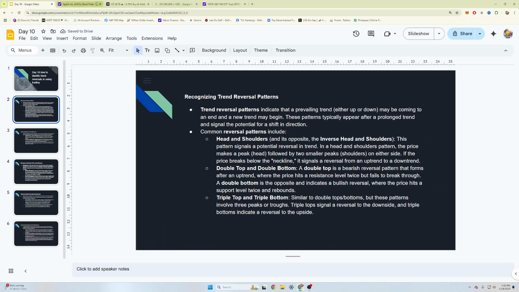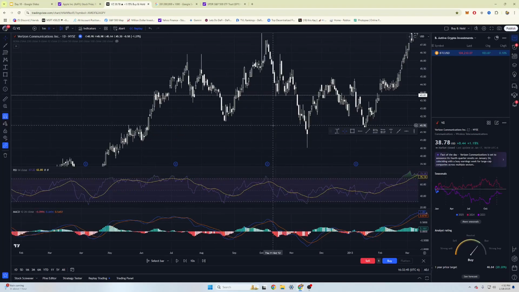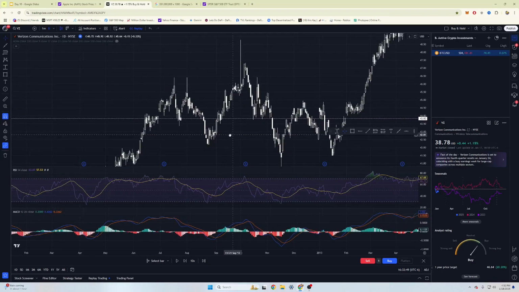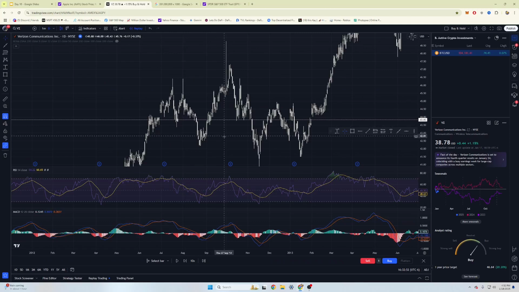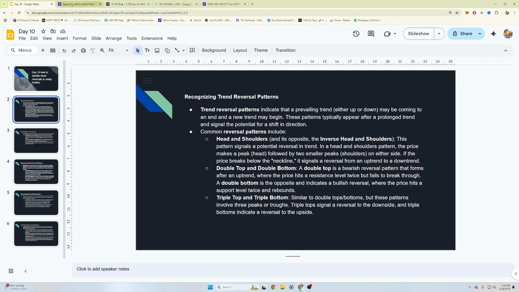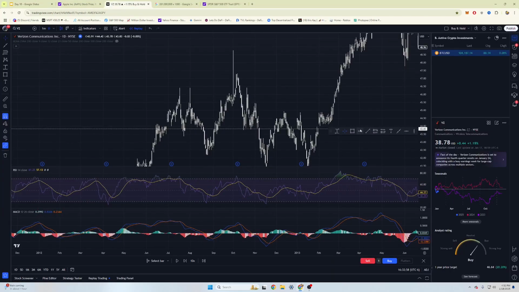Head and shoulders. Now, these are usually rare. Head and shoulders is usually something like, I don't really see a good one. All right, we got double top first because double top is one of them. So, double top and double bottom. These are easy to see. Double top is simple.